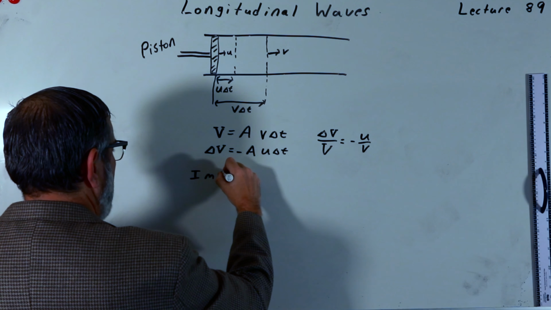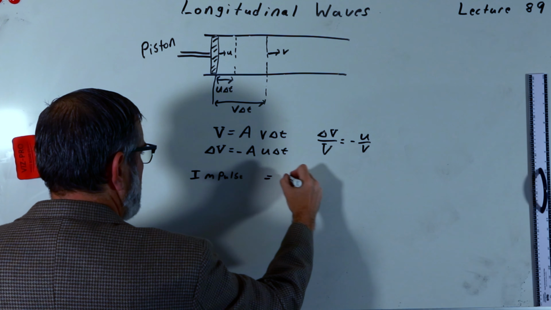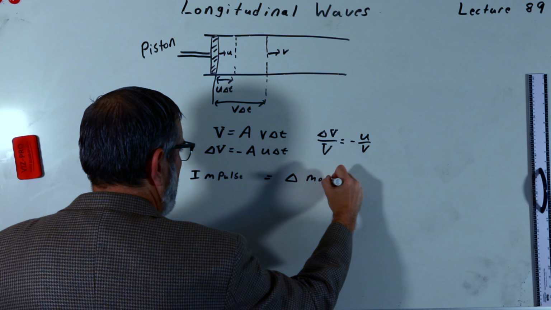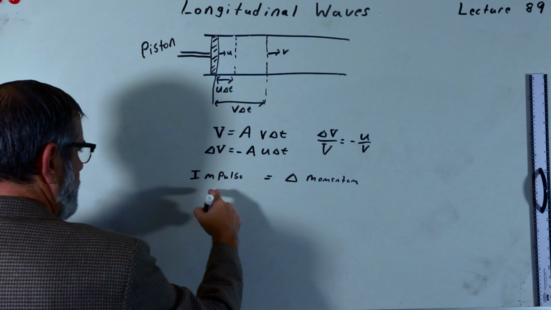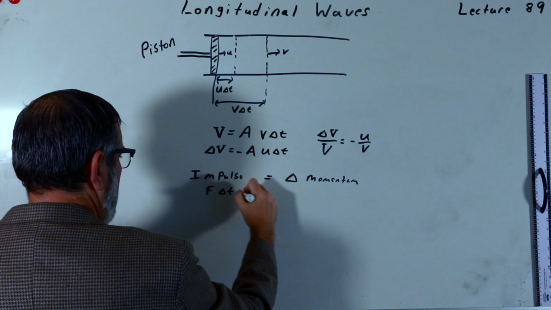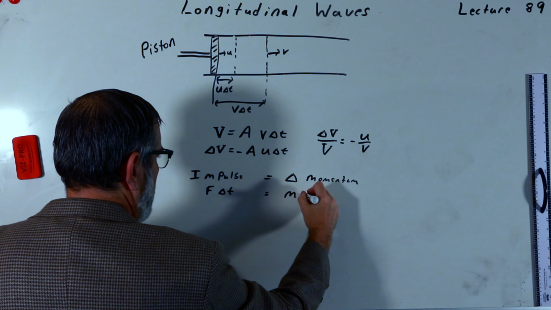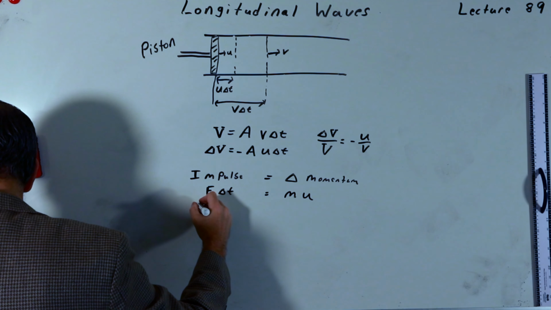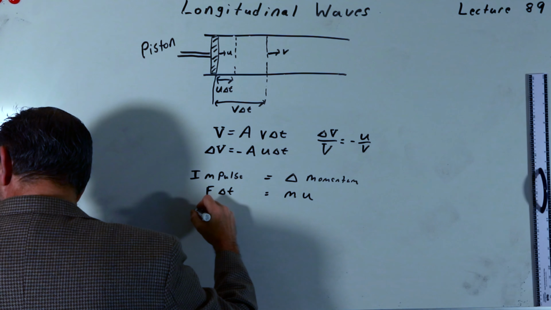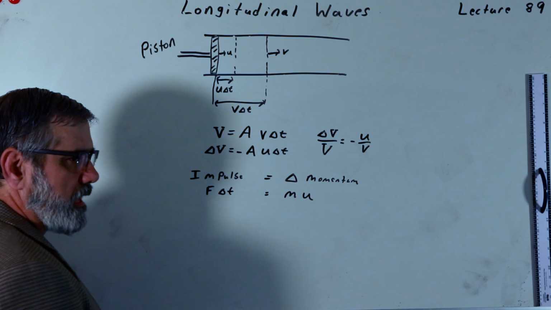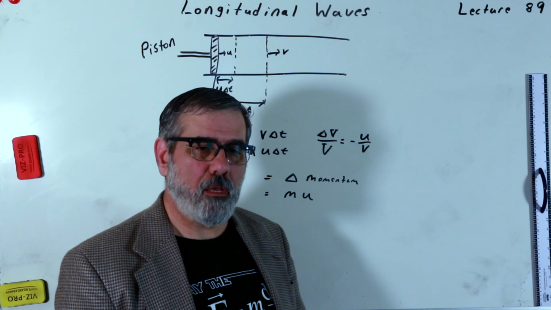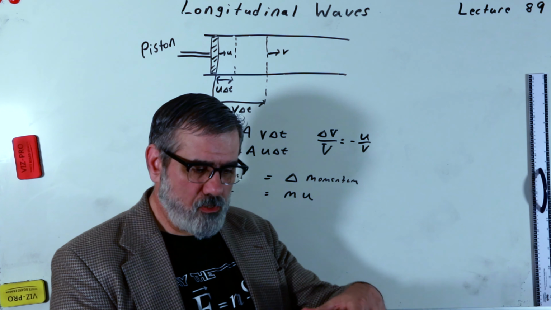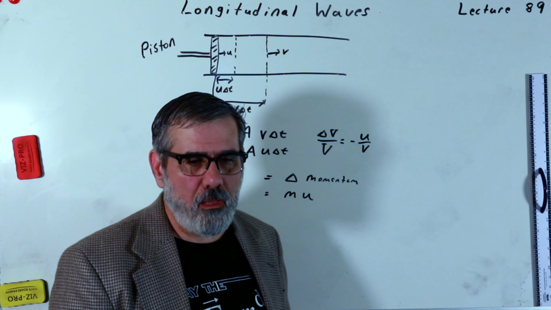We'll again use the same trick. Impulse is equal to the change in momentum. The impulse, which is F delta t, is the m times u. So what is F delta t? Remember the definition of pressure? Pressure is force divided by area. If I apply a force over a given area, the force per unit area is the pressure.